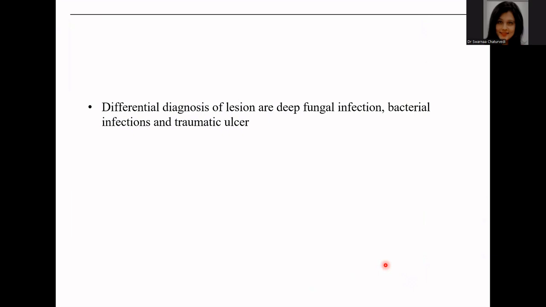If we look at the differentials of this disorder, deep fungal infections like histoplasmosis, bacterial infections like tuberculosis, and traumatic ulcers are very frequently considered to be the differentials of SCC.